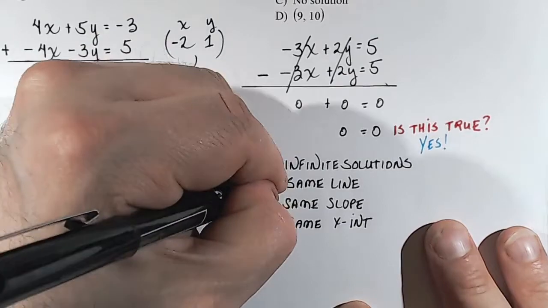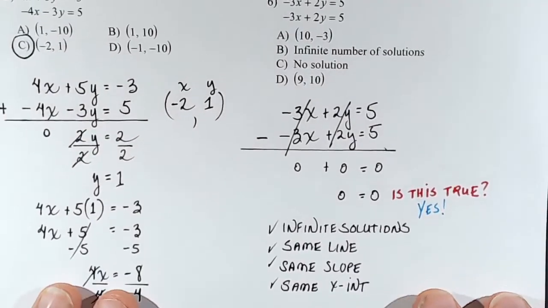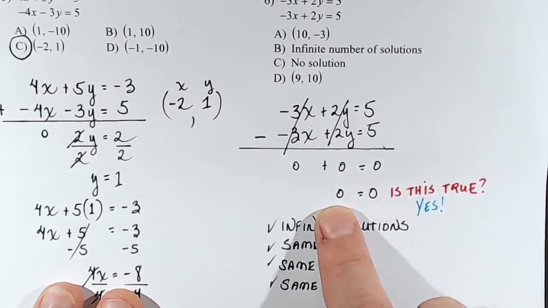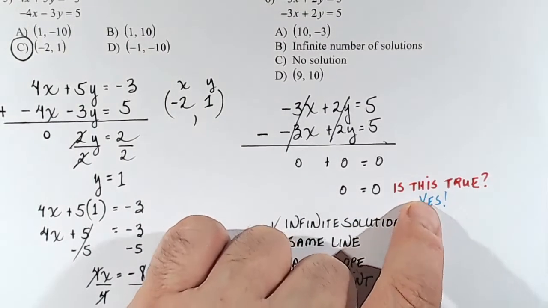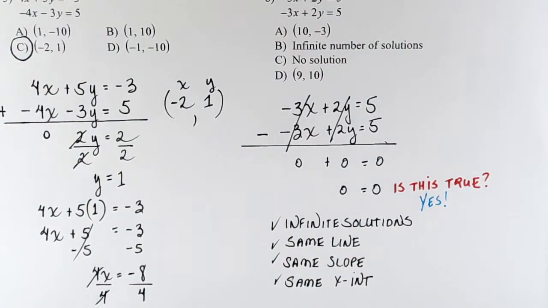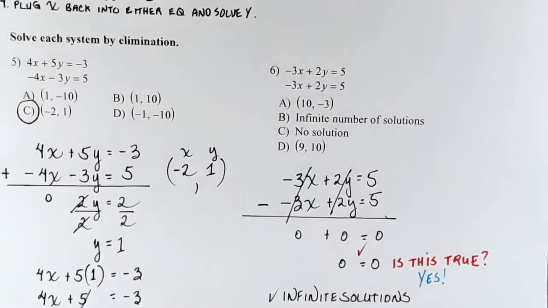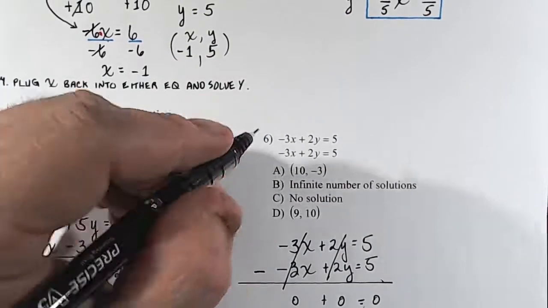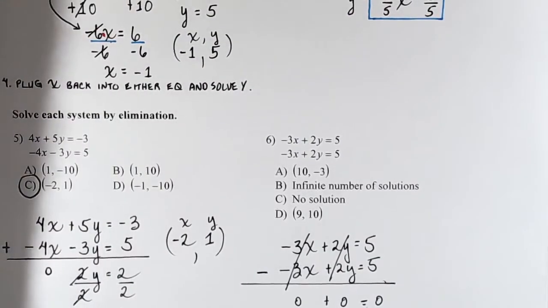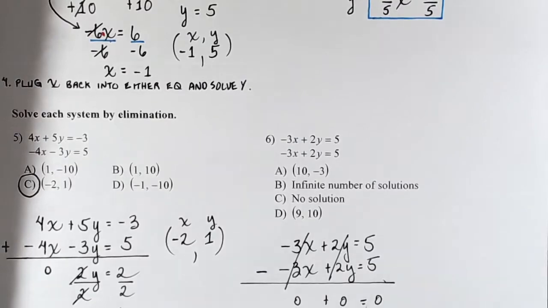Okay? All these things can be deduced just from seeing that 0 equals 0 or 4 equals 4 or 10 equals 10, whatever it is that you get. If it's true, right, then you know all those things. So in number 6, you have an infinite number of solutions. You can go check in Desmos.